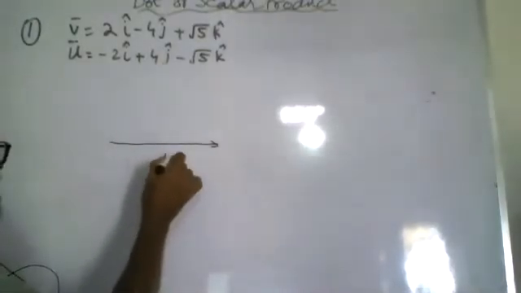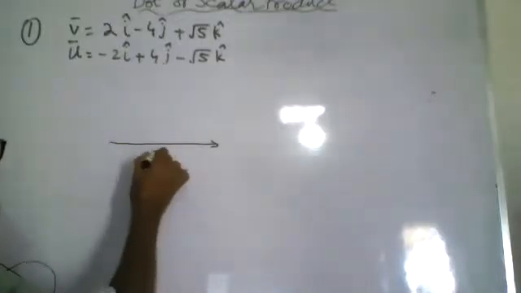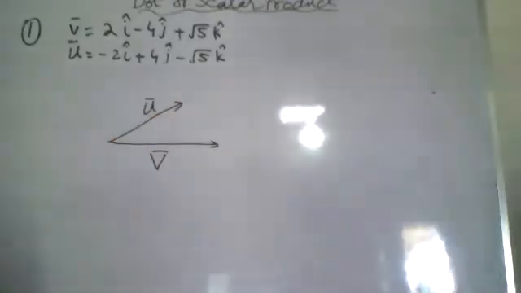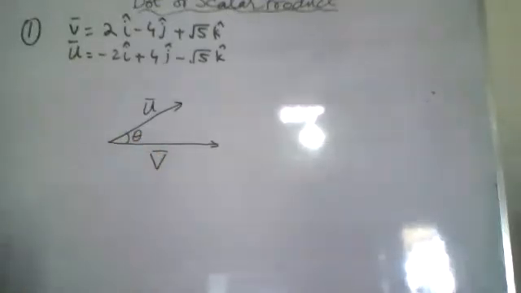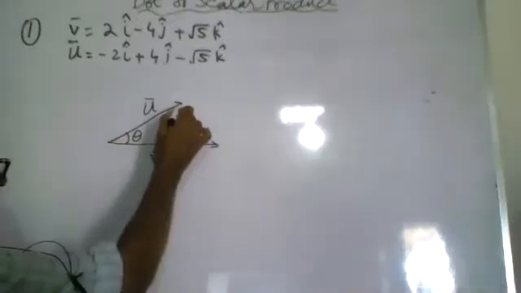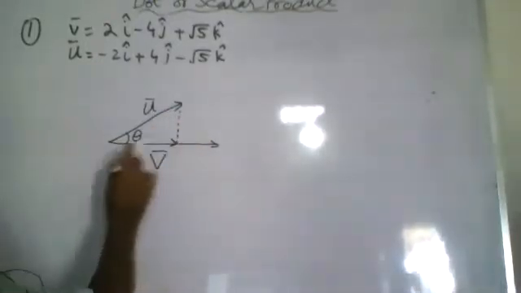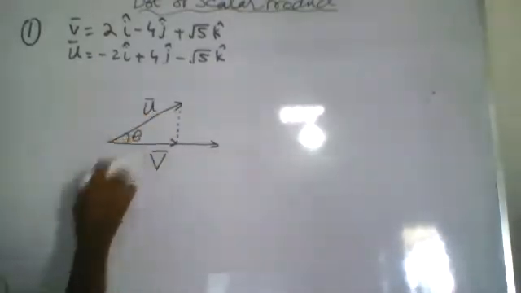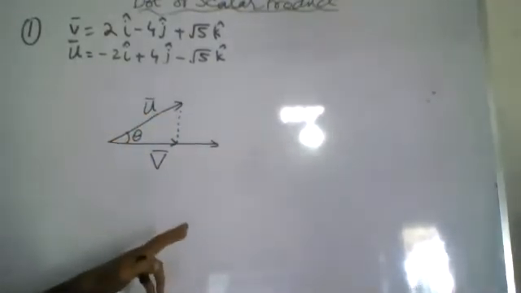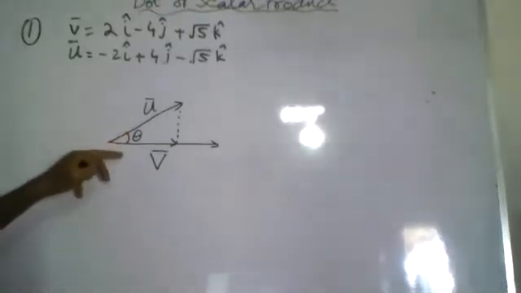If this is U, this is V, sorry. This is V, U. This is the angle theta in between them. It is asked the scalar component of U in the direction of V. So this will be the component of U in the direction of V. This is in the direction of V. This is the component of U. So we'll find this one. So this is U cos theta only.